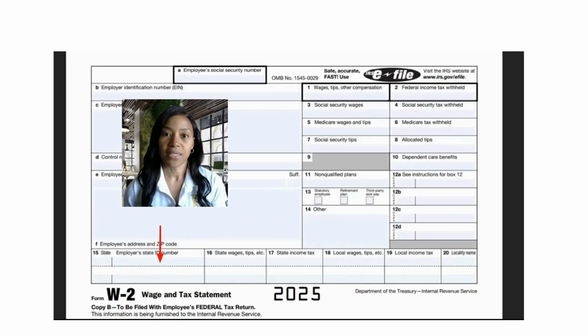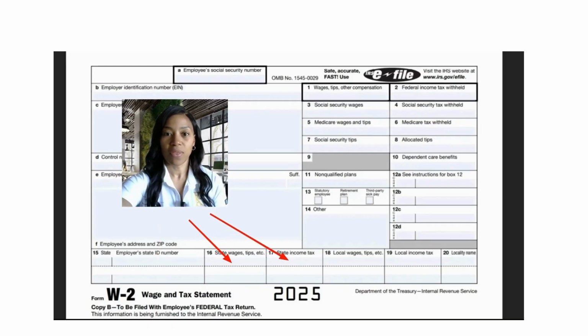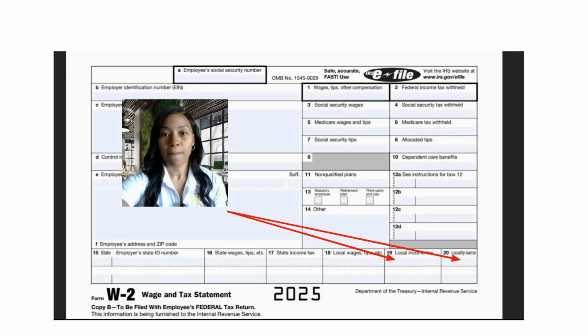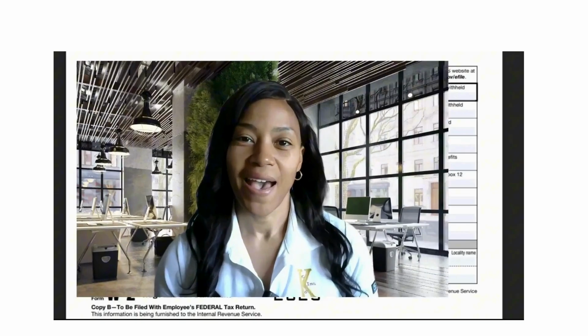Box 15 is the state that corresponds with box 16 wages. Box 16 is the total taxable state wages, and box 17 is where the tax withheld amount will appear. Box 18 is wages subject to local and city taxes. Box 19 and 20 are the taxes withheld from box 18 and the cities that applied them. I know it's a lot of information, but the more familiar you are with each box, the better it will be for you to identify any errors when you receive your W-2.